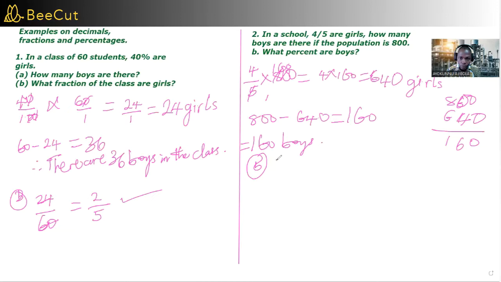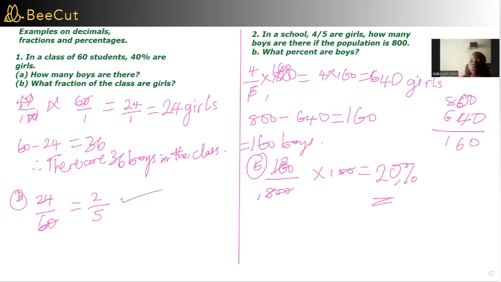So what is the number of boys now? 160 all over 800 times 100. So 20 cancels 20. I have 8 here. 1, 8 in 16, 2. That is 20%. Is that taken?